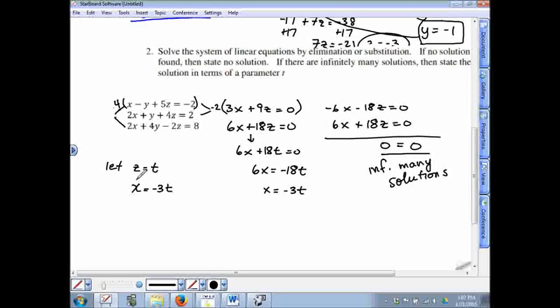So you know what z equals, we know what x equals. Now we got to go back and find out what y equals. So going up to one of the original equations, I'm going to choose this middle equation here. So 2 times x, where x is negative 3t, becomes 2 times negative 3t. We don't know what y equals. We know that z is equal to t.